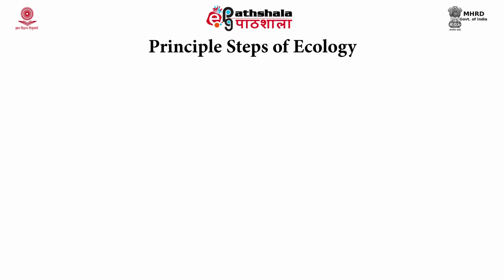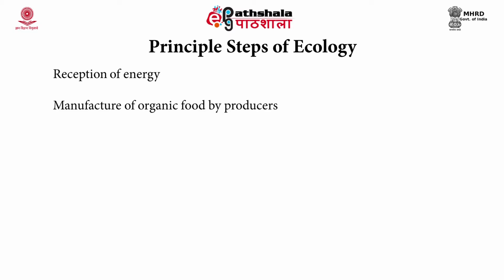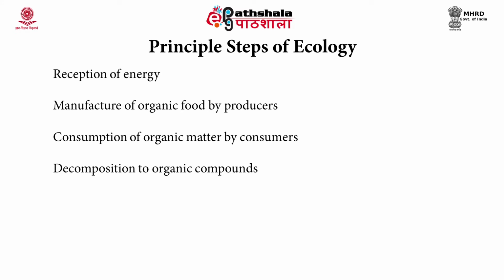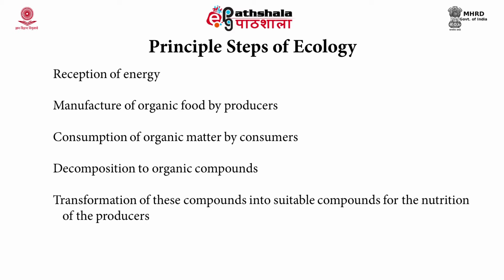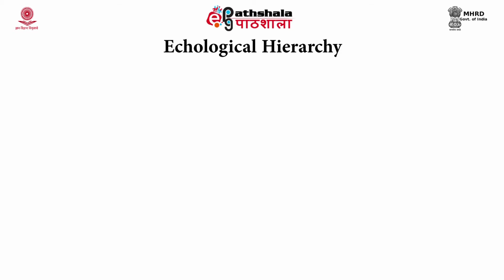Now, the principal steps of ecology: first, reception of energy; next, manufacture of the organic food by the producers; next, the consumption of the organic matter by the consumers; then decomposition of the organic compounds; and lastly, transformation of these compounds into a suitable compound for the nutrition of the producers.